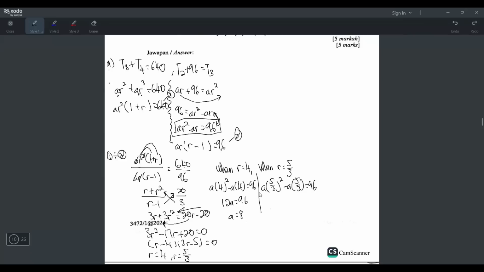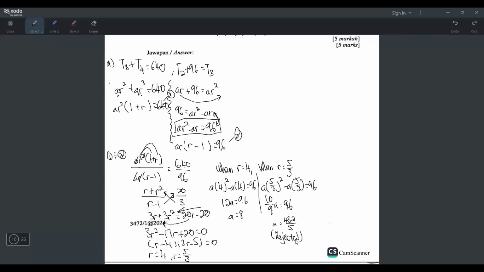The other one, 5 over 3 square times A. Use the calculator. 5 over 3 square is 25 over 9, and then minus 5 over 3, I get 10 over 9 A equals 96. So my A will be 96 times 9 divided by 10. I get 432 over 5. So obviously this one has to be rejected. Why? Because they say all terms are whole numbers, and if your first term is not a whole number, then reject, right?